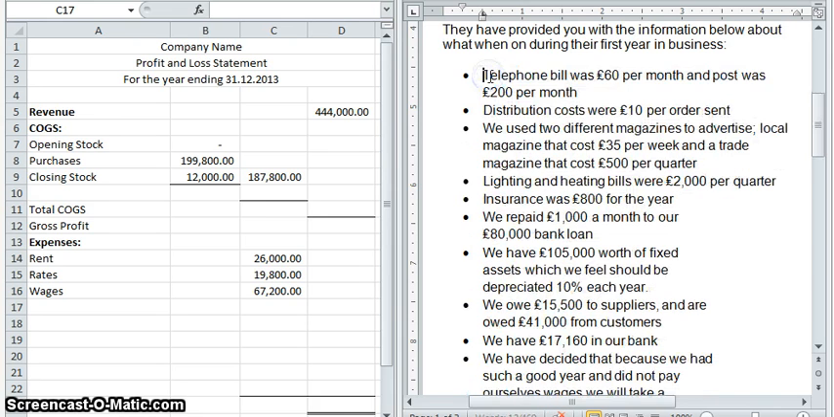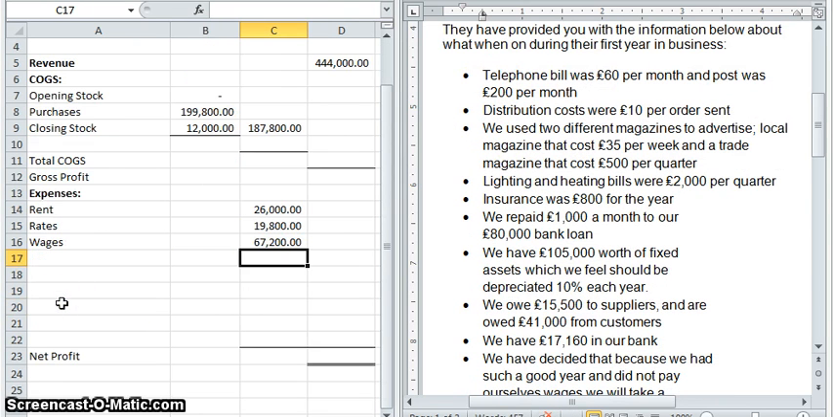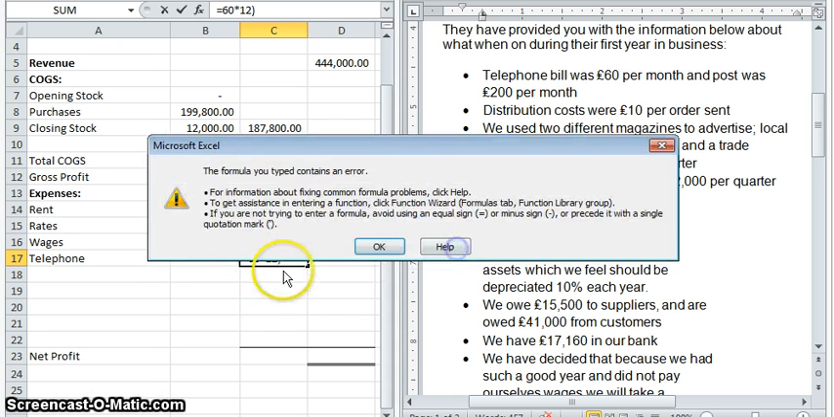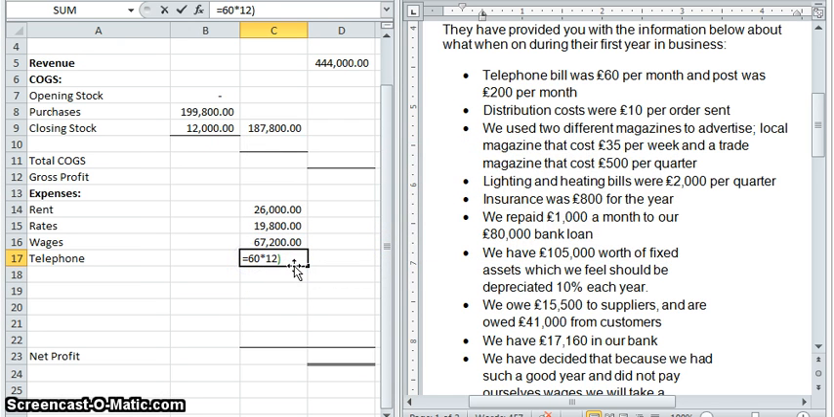Next, we have our telephone bill. So again, it's another expense. So we can put in here telephone, and we're told that it is £60 per month, so times 12. And actually what we could do is lump our post in here with us. So, apologies. And add to that our post, which was 200 per month times 12. You don't need to do it all in one. You can separate it out. I've just decided to do it together.